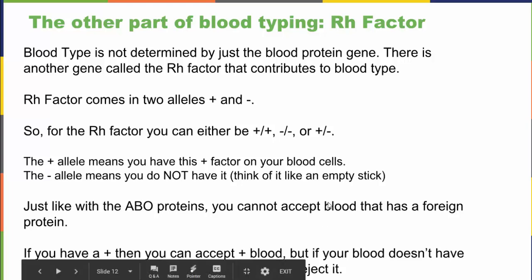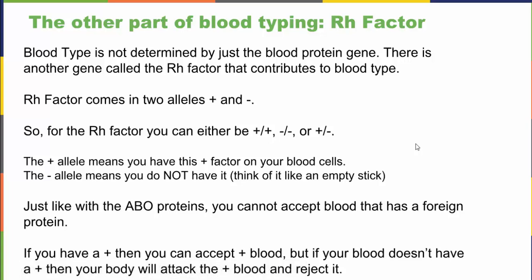And then down here at the bottom I have written, sorry this thing keeps popping up, that if you have this plus factor, positive factor on your cells, then you're fine with it, you're familiar with it. If you do not have the positive factor, then your body would reject any blood that has that positive factor. Okay, so if you have the genotype positive, you can get somebody's blood that's negative because that's kind of null, it's nothing, or you could receive the positive.